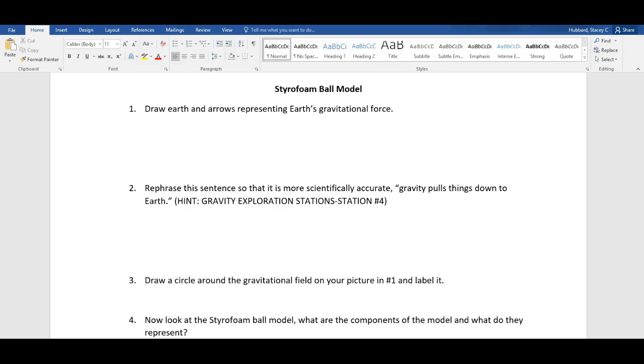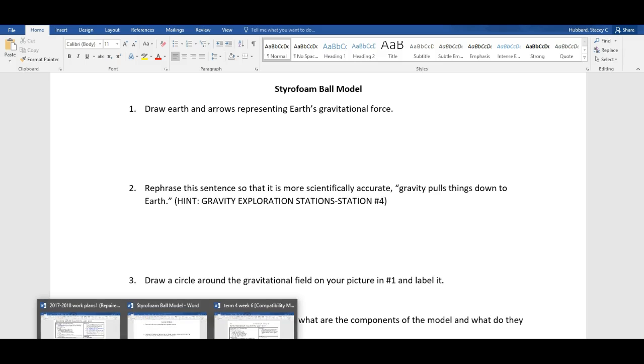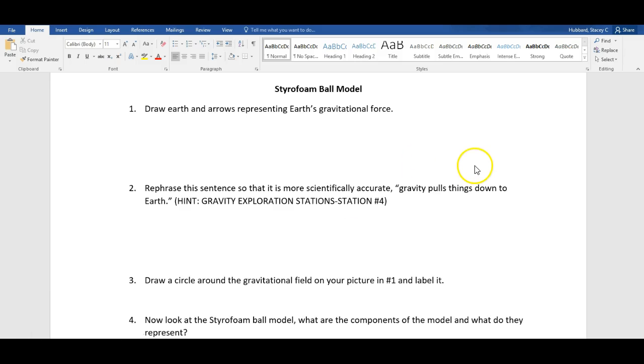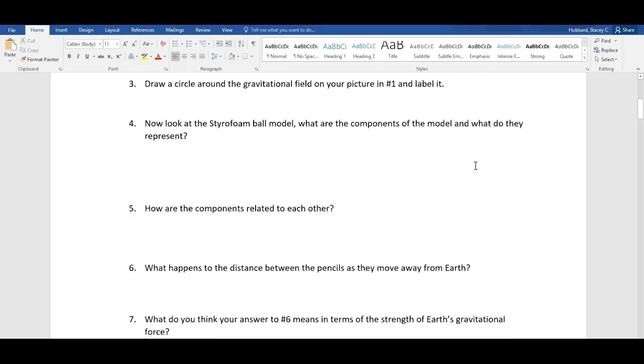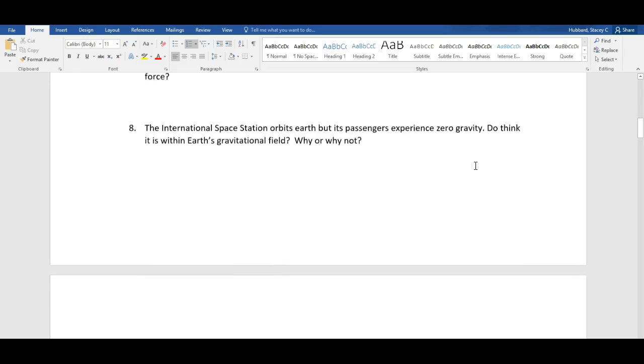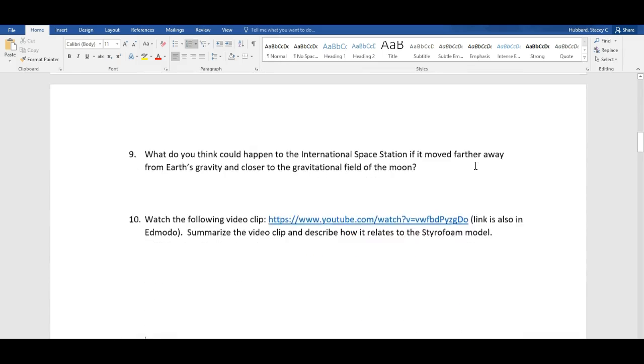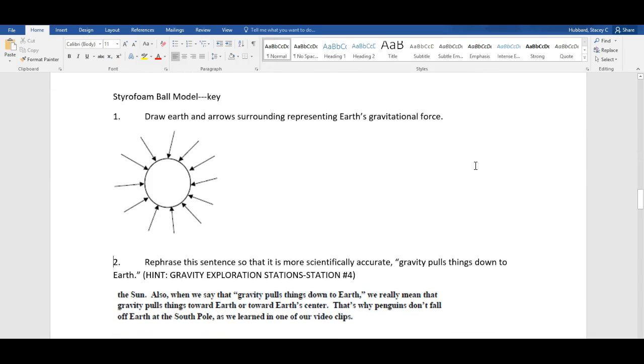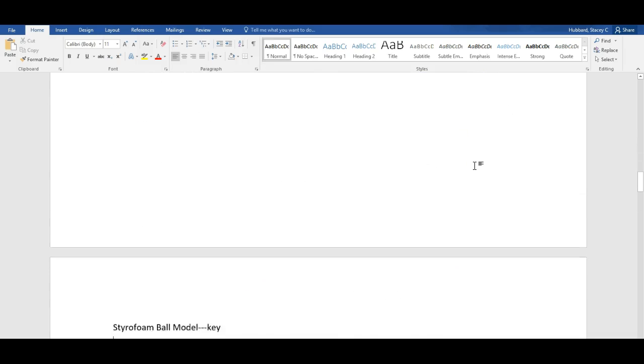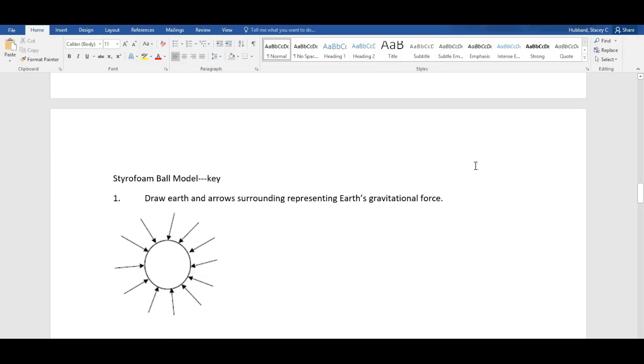We learned in one of our stations before that Earth's gravity is a force that pulls towards Earth, so the arrows should be surrounding Earth and pointing towards Earth. So you should have something like this. I'm going to show you a picture. So draw under number 1, and when you're done, you should have something that looks like this. It should look like a circle with a bunch of arrows.